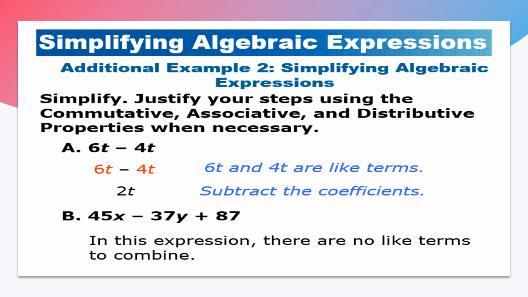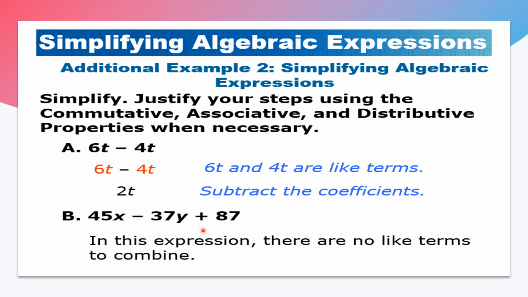All right, simplify. Let's have additional examples. Justify your steps using the commutative, associative, and distributive properties when necessary. Okay, so I think you remember all these properties, no? These are properties of real numbers. Like we have 60t minus 40t. So just subtract, no? So 60t and 40t are like terms, and then you subtract the coefficients. The answer is 20t.